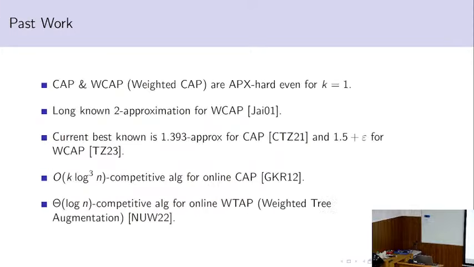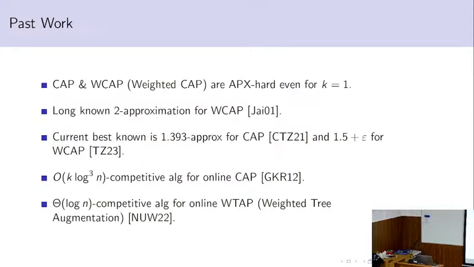So what did we know about this problem? CAP is known to be APX hard. You cannot design a PTAS for it. A 2-approximation has been long known. This is just one; I think multiple were known. And there has been a long line of works that has tried to get better than 2 approximations. The current best, I think, is 1.393 for the unweighted case, and for the weighted case it's 1.5 plus epsilon. So that's the offline case.